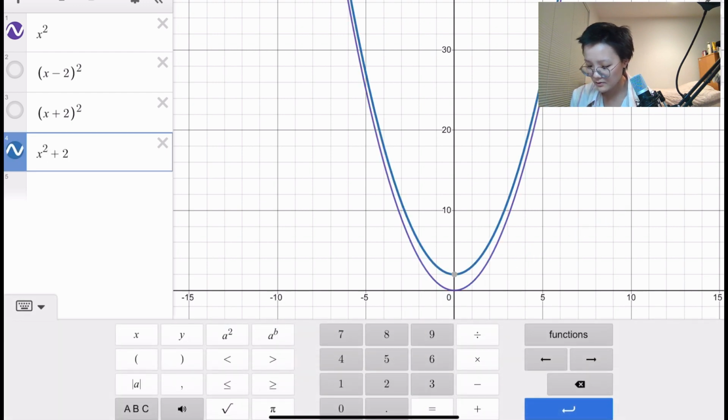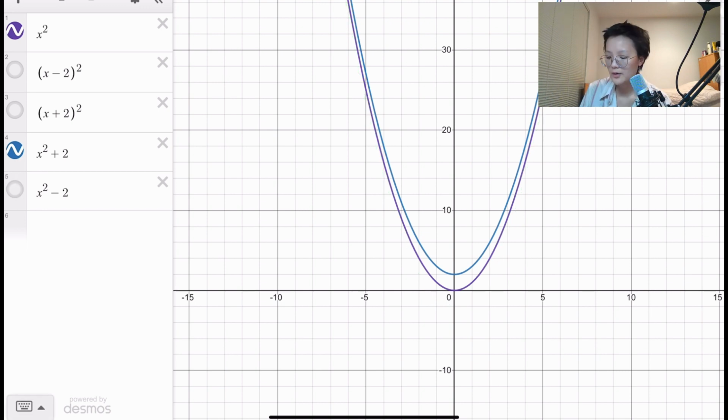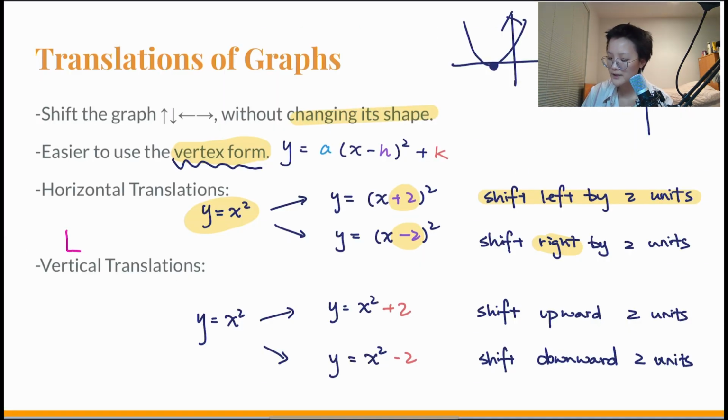Vertical translation is fairly more straightforward. You add 2, you move the graph 2 units upward. You subtract 2, you move it downwards by 2 units. When I was in high school, my teacher loved to say left plus, right minus. I don't know if that is helpful, but that is how I remember this.